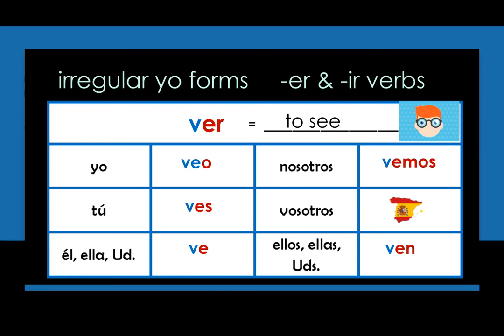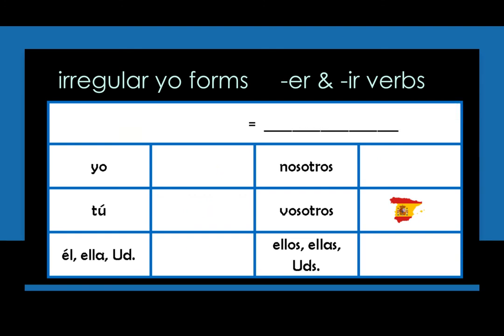But look at that yo form. Here, we keep the E. So it became veo. Instead of yo vo, which is kind of weird, it's yo veo. I see a bird in my yard. Yo veo un pájaro en mi grama. Let's look at another one.